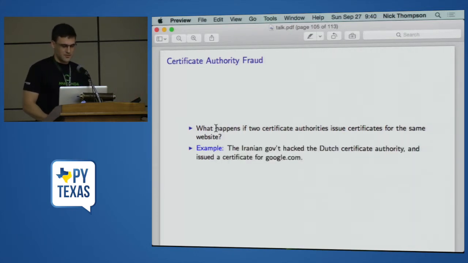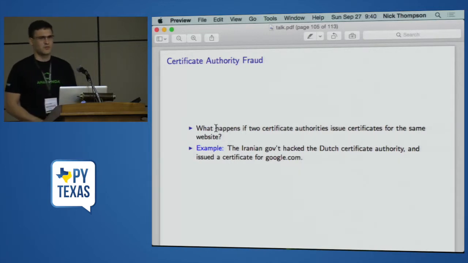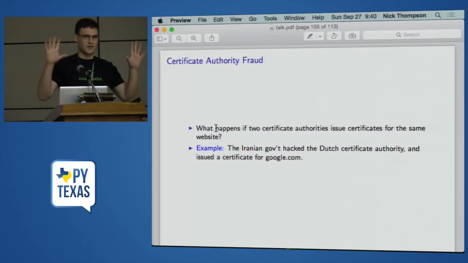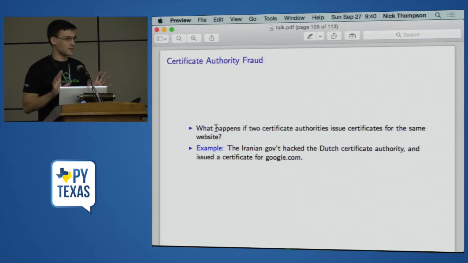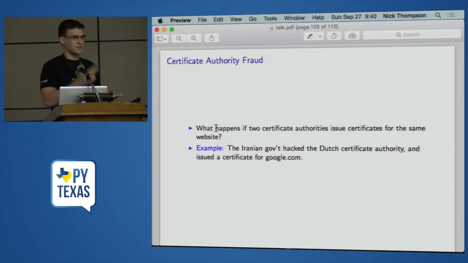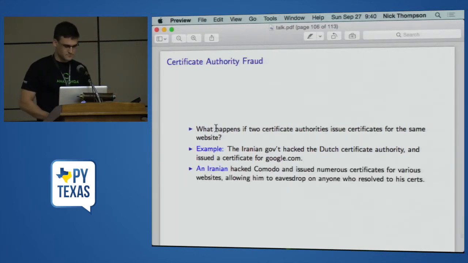So there's been a number of incidents of this happening. The Iranian government has hacked the Dutch Certificate Authority. They issued certificates for Microsoft.com and then built a huge website with login pages and everything. And so anybody in Europe resolved to the Dutch Certificate Authority that went to Microsoft.com and logged in lost their credentials. Right? They were just completely stolen. And an Iranian guy also hacked Komodo and issued certificates for all sorts of things.